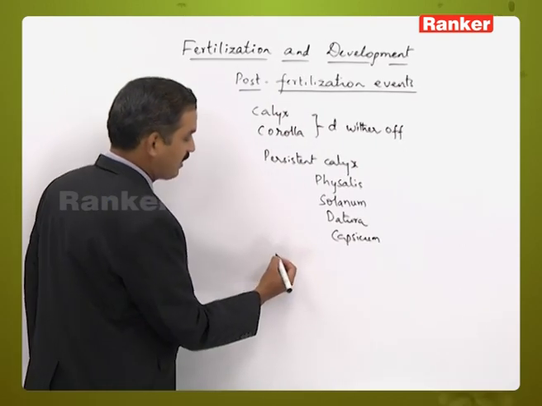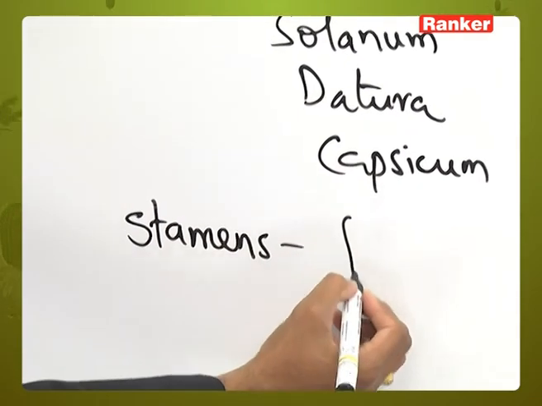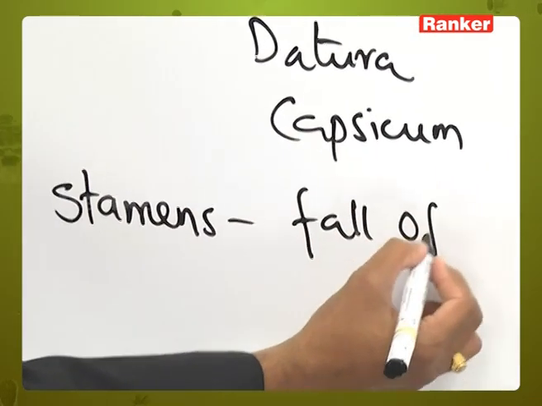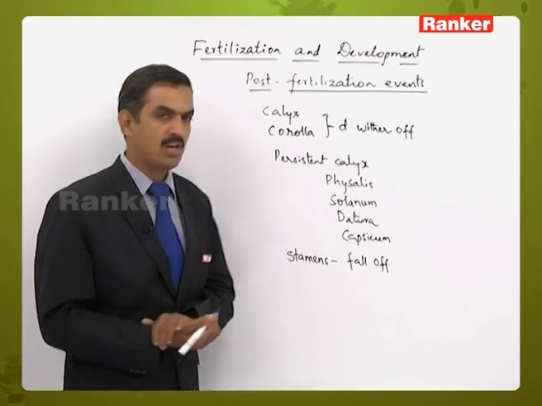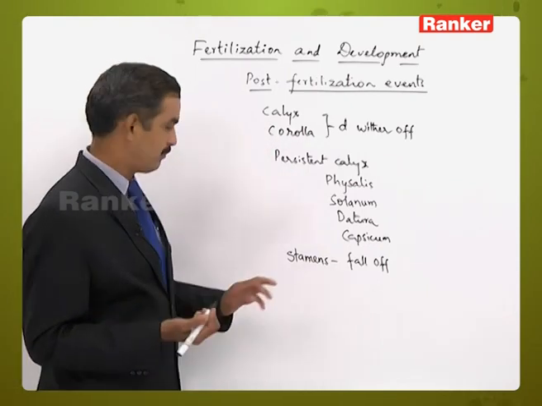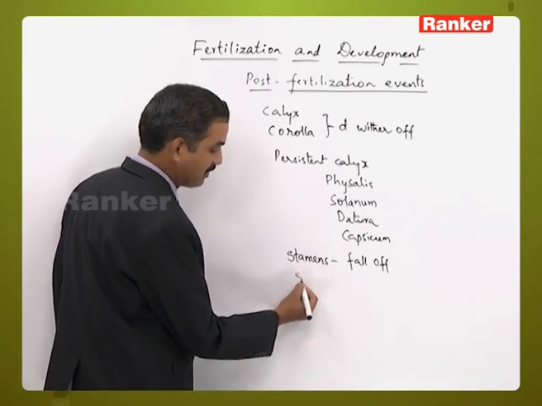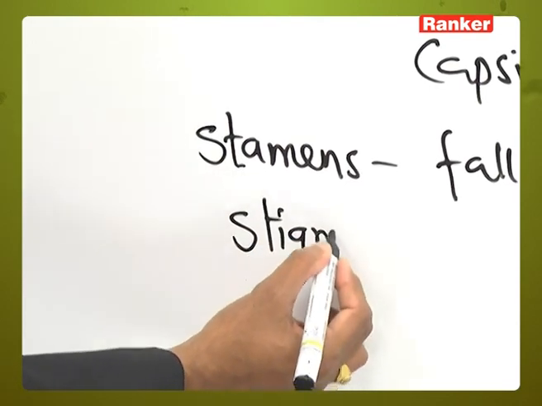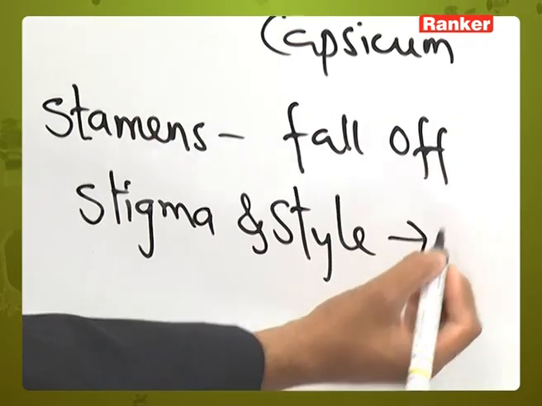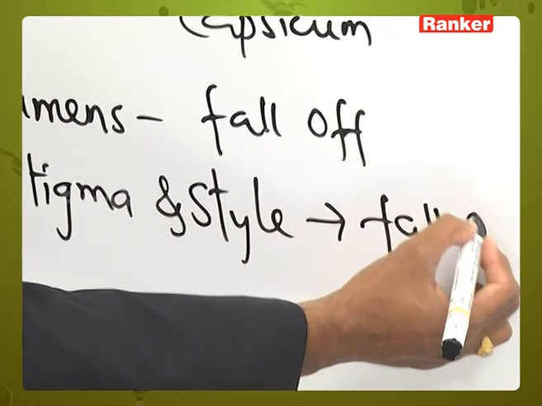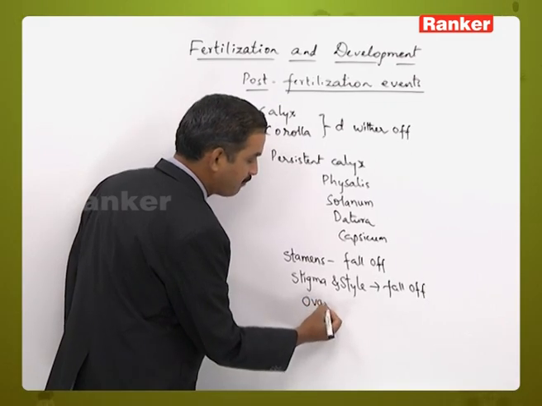And what is the fate of stamens? Stamens will also fall off. As with the calyx and corolla, they also fall off from the plant, from the flowers. Then in the female structures, stigma and style, these two structures will also fall off, while the ovary will remain persistent.